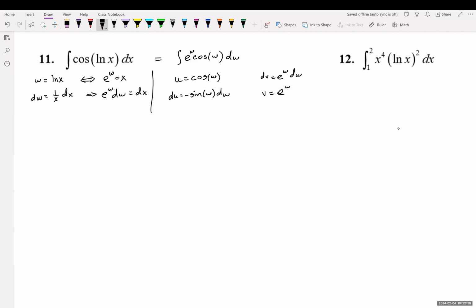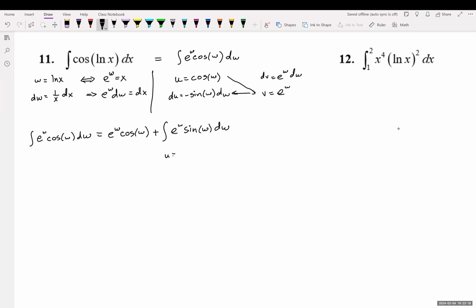So we'll just go ahead and take the integral of e to the w cosine w dw, and we're going to multiply here. U times v is e to the w cosine w minus the integral, well, minus the product of these two, right? E to the w and negative sine w. So minus that negative will give us positive the integral of e to the w sine w dw. And then we're going to do integration by parts again.